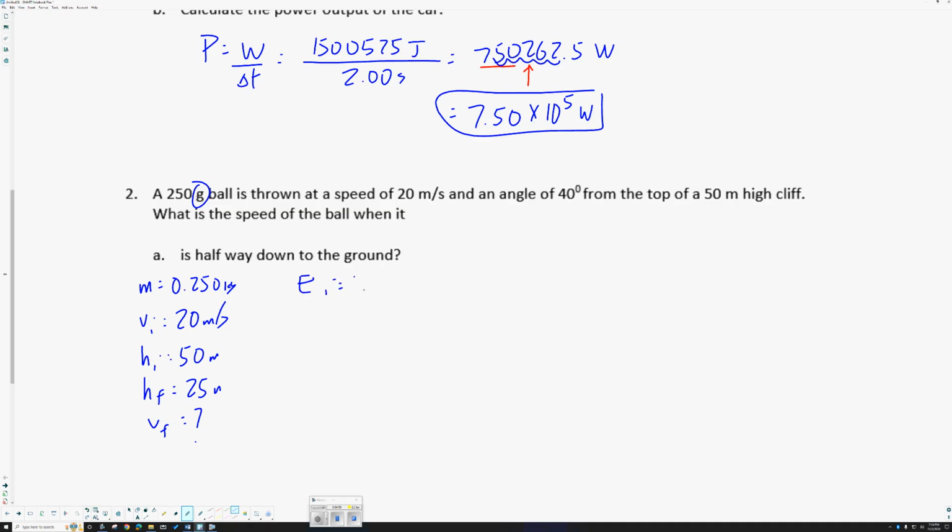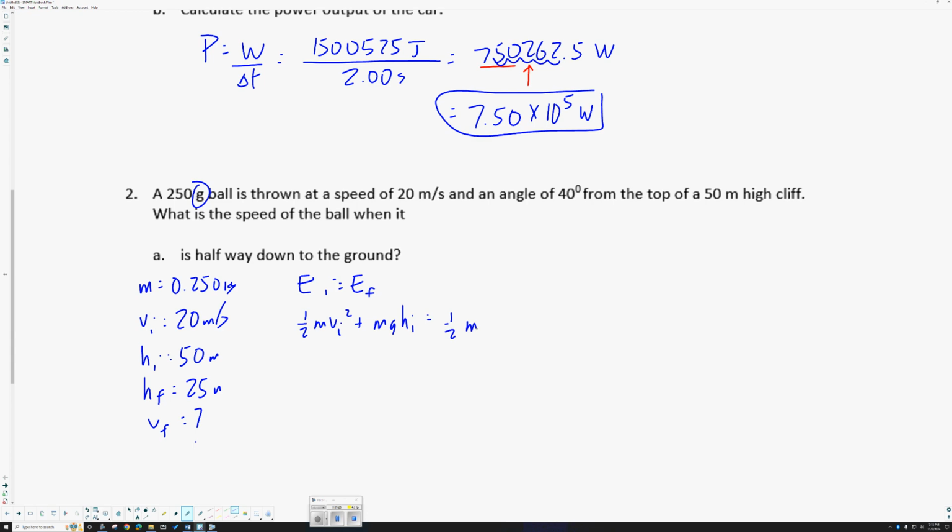EI equals EF. The initial energy equals the final energy. Now, what kind of energy do we have at the beginning of this problem? Well, it's moving, right? The ball's moving, so it's got kinetic energy, 1/2 mvi squared, plus it's got a height, so it's got potential energy as the ball is thrown from this 50-meter high cliff.